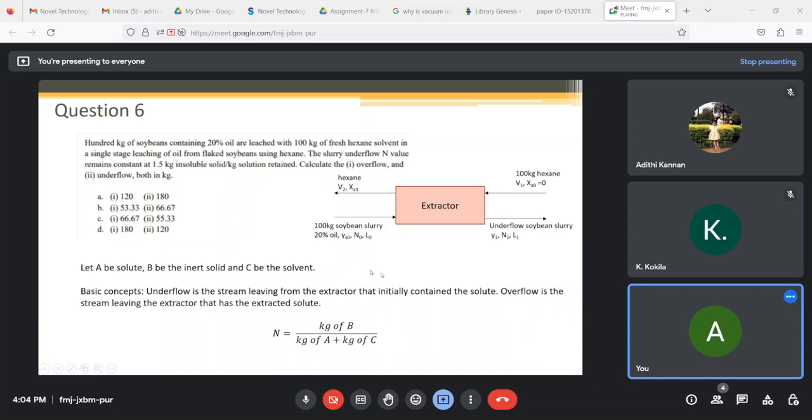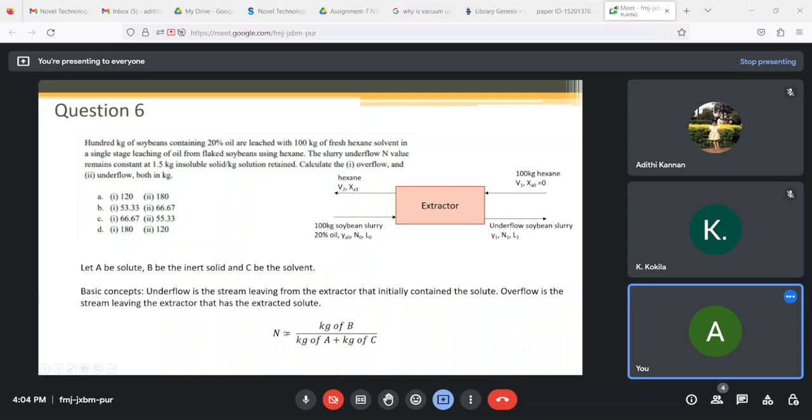N is basically the amount of solids divided by the amount of solution. The amount of solution, as you can see here, is A plus C. So N is equal to B divided by A plus C. Generally in your feed slurry, you do not have any solvent. It is not yet exposed to hexane. So in a feed slurry, the majority of the time, C will be 0. Then N will be equal to kg of B divided by kg of A. This is only when your inlet slurry does not have any solvent already present. If it has solvent already present, then this will be the equation. If it does not have any solvent initially, then kg of C goes to 0, so you have kg of B over kg of A. This is for the inlet slurry.